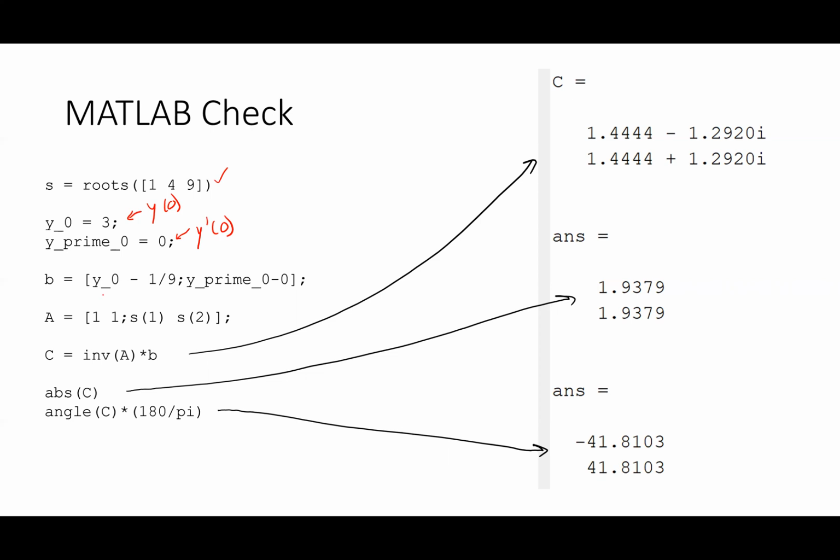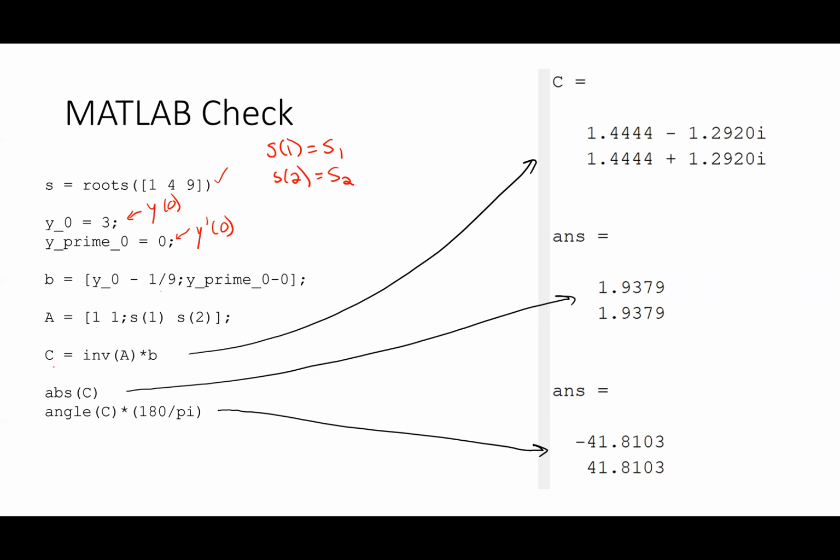And then I created the b vector. You can go back and look at the math on the previous slide and see that this math is correct. And I have a semicolon here because I want y0 minus 1/9 to be in the first row, and I want y prime 0 minus 0 to be in the second row. So I need a semicolon if I want them to be in different rows. Similarly with the A matrix here, I have 1, 1, and then a semicolon to make sure that S of 1 and S of 2 are on the next row. Now I say S of 1 and S of 2 because S is equal to a vector that has the two roots in it. S of 1 is equal to S1 and S of 2 is equal to S2. We already talked about that. You can go back and look if you're not sure.